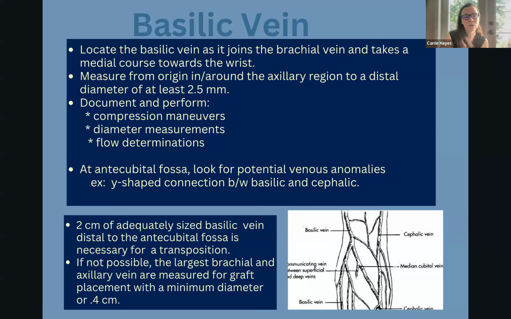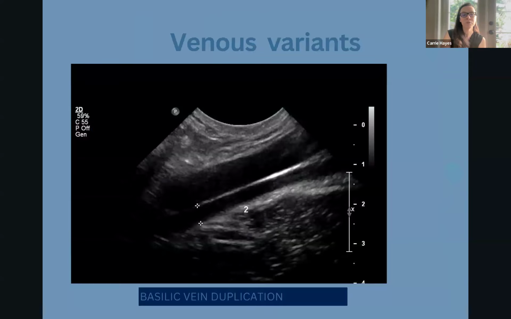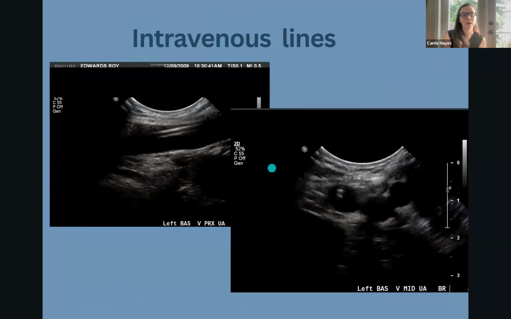So 2 centimeters of adequately sized basilic vein distal to the antecubital fossa is necessary for a transposition. And if not possible, the largest brachial and axillary vein are measured for graft placement with a minimum diameter of 0.4 centimeters. So if you don't have what they need, then you've also got to be thinking ahead of what comes next. Some venous variants: this is a patient that had a basilic vein duplication. So it's going to be out there.